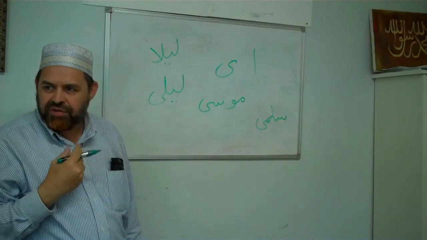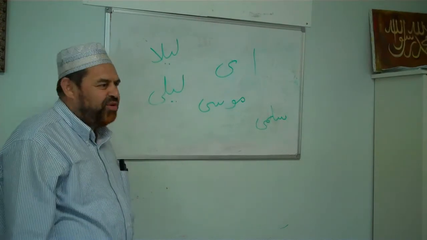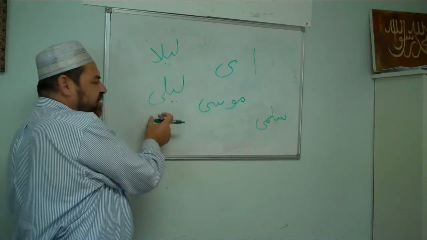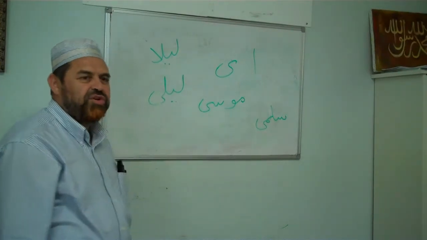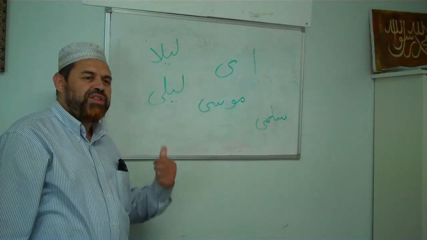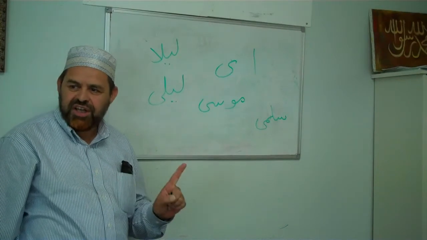Because it has a sound of alif in the end, it should be written like that. But we do not write like that. We write with the alif that is in the shape of ya. So now get introduced with this shape of alif. It looks like ya, but this is not ya, this is alif.